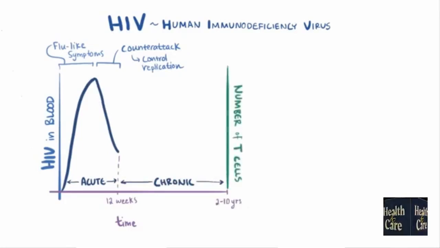If we also plot the amount of T cells alongside the amount of virus, we'll see that they loosely mirror each other, which makes total sense, right? Initially, you have a considerable decline in the acute phase until the immune system mounts its counterattack.